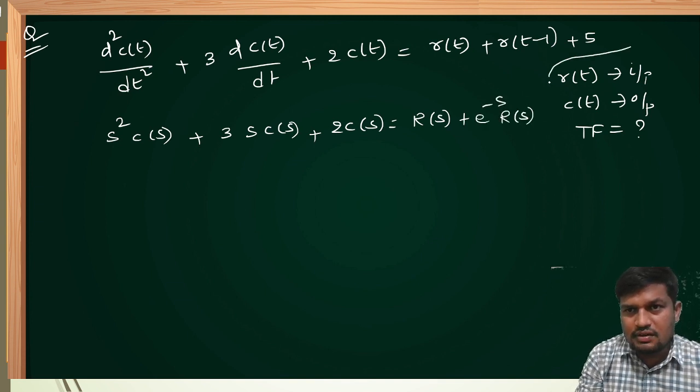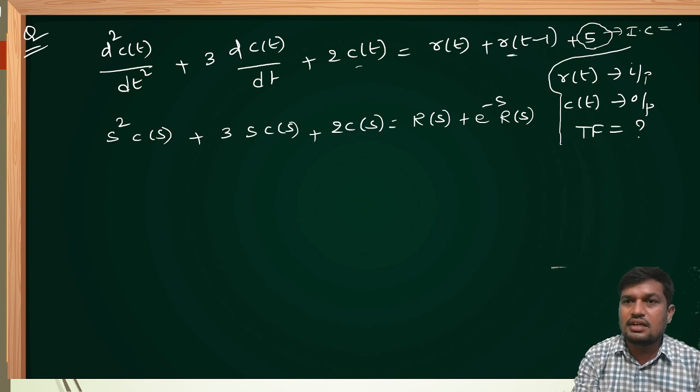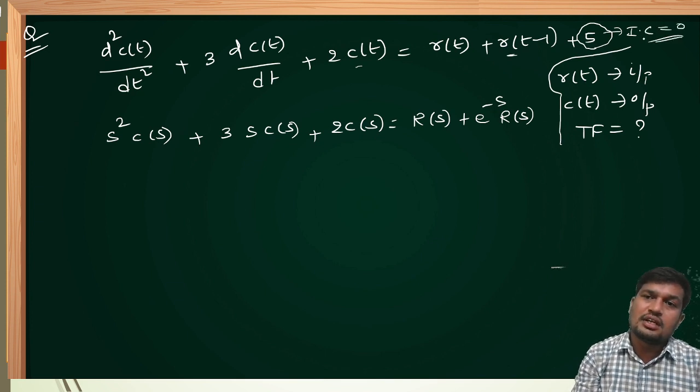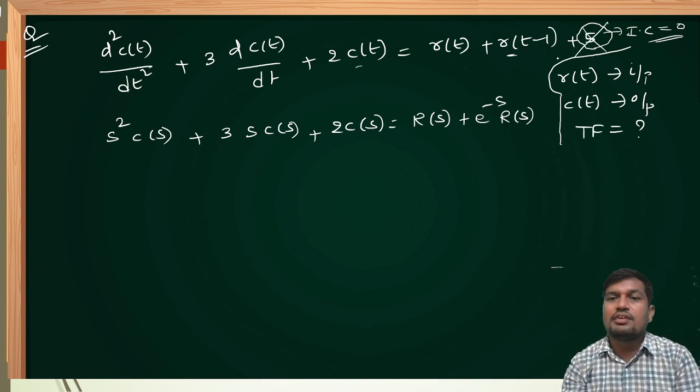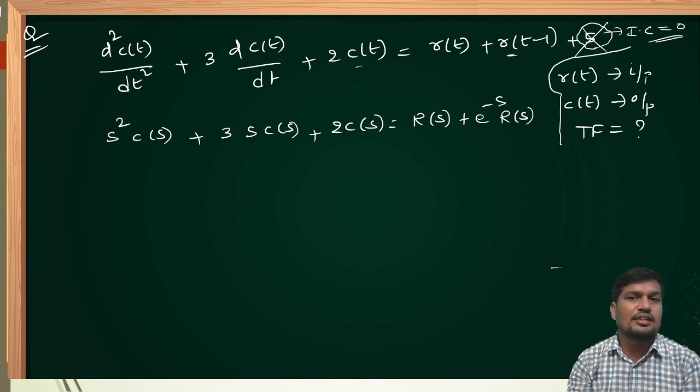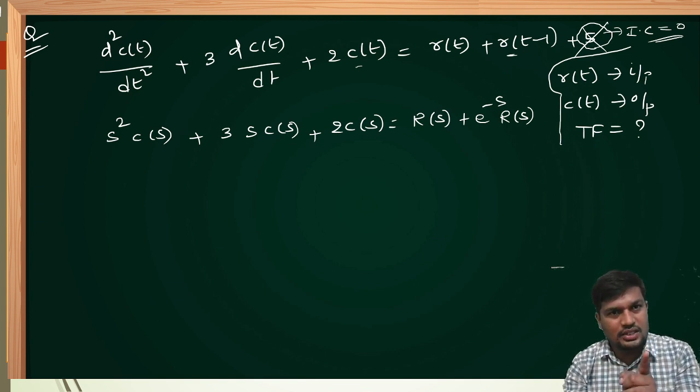But one thing I need to explain here very clearly. 5 is not associated with either the input variable or the output variable. Therefore, this value is constant. Constant is always taken as initial conditions. While defining transfer function, initial conditions are taken as 0. Therefore, any constants given in the differential equation we will not consider while defining transfer function. So just remove the 5 because it is an initial condition, not associated with the input variable or the output variable.